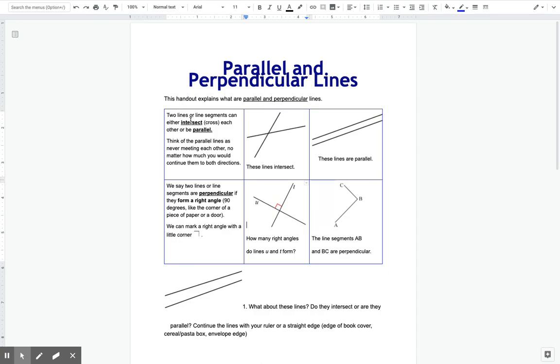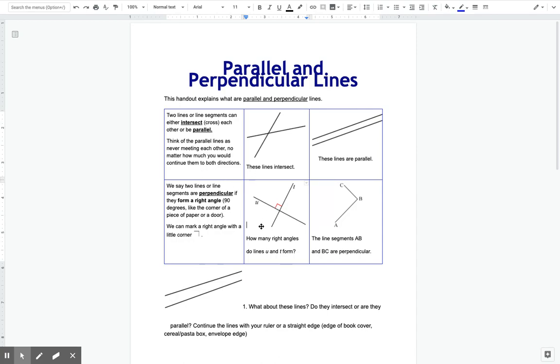Intersecting lines: two lines or line segments that touch each other in any way are called intersecting lines. Think about when two streets meet together, we call that the intersection. Two lines or two line segments that go on and never touch, that are always the same distance apart, are considered parallel, like railroad tracks that the train runs on. They are always the same distance apart.